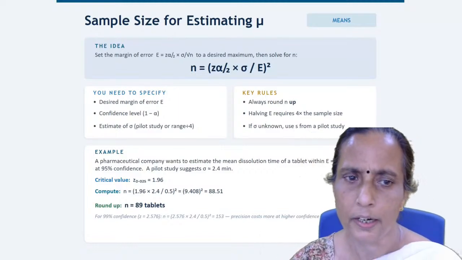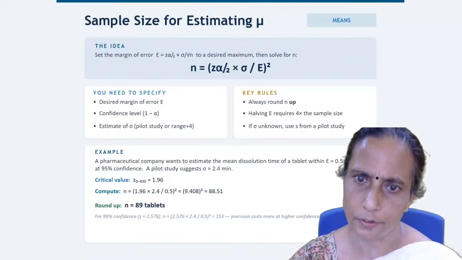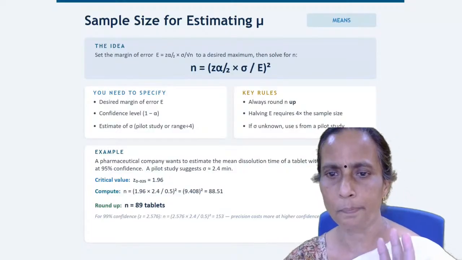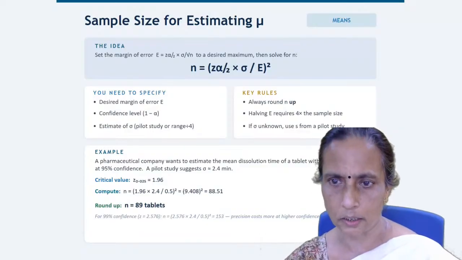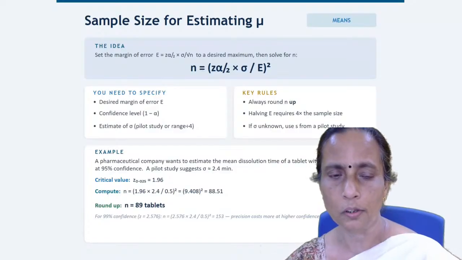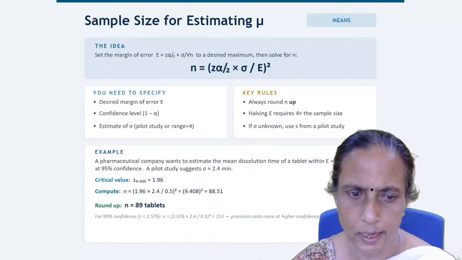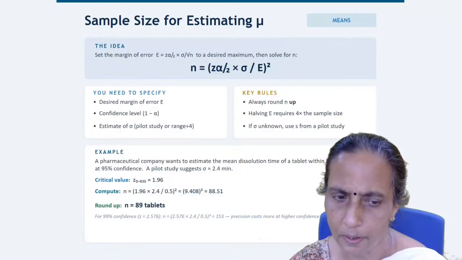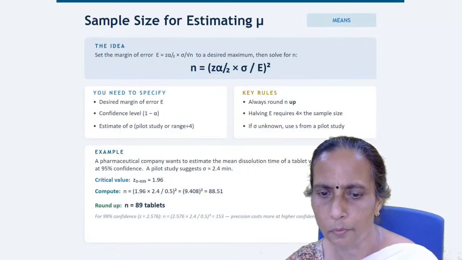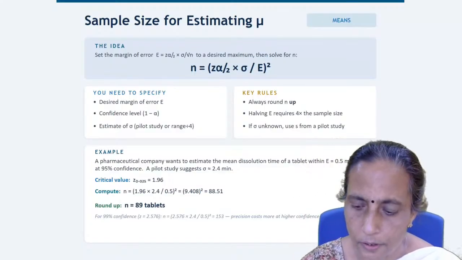Okay, we need to specify the desired margin of error, the confidence interval level, and an estimate of sigma. The key rules are to always round n up, and halving E requires 4x the sample size, and if sigma is unknown, use s from a pilot study. So if we take a small example with the critical value as 1.96, then our round-up will be 89 tablets. So for a 99% confidence interval, we will require this precision, which costs more at higher confidence.